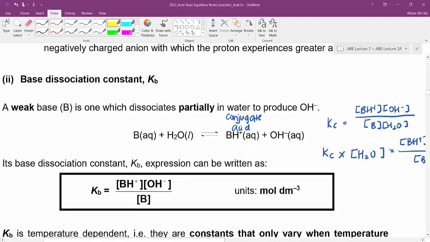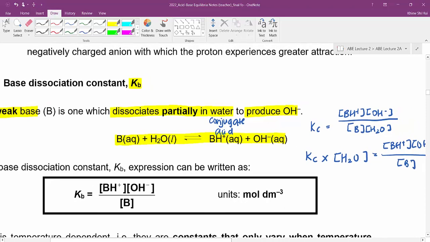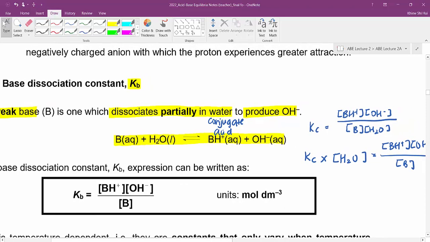Let's now look at the base dissociation constant Kb. A weak base is one that undergoes partial dissociation in water to give OH-. This is the equation that represents the dissociation of the weak base, which gives its conjugate acid of BH+ and OH-.